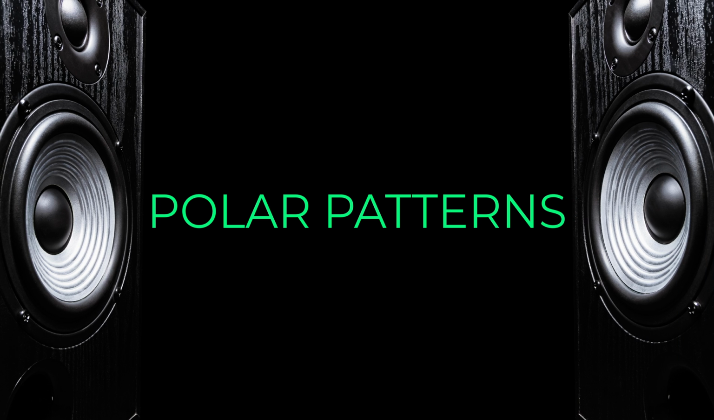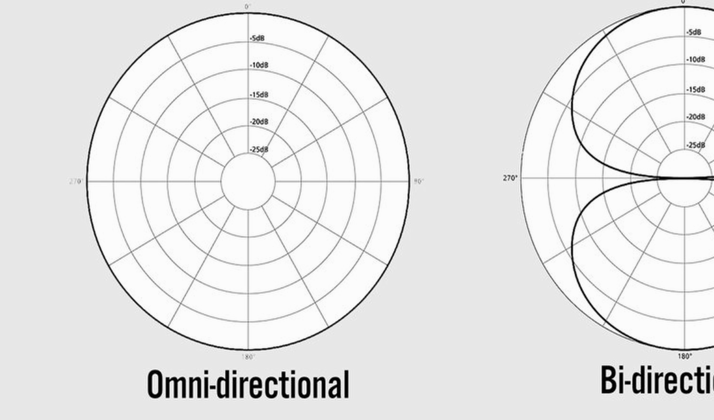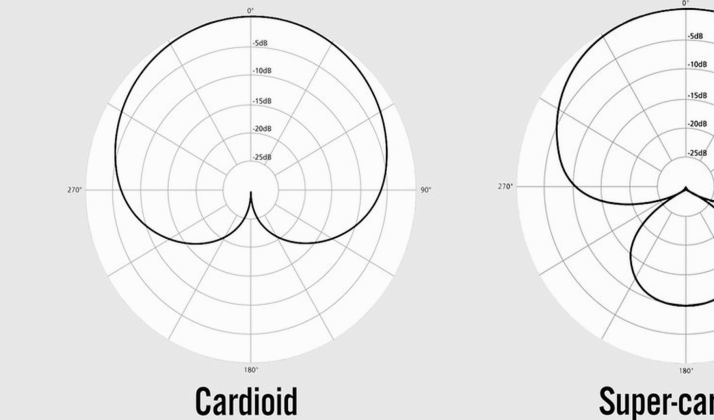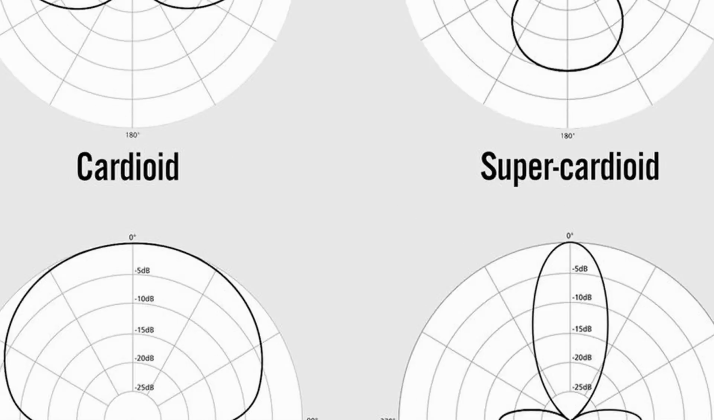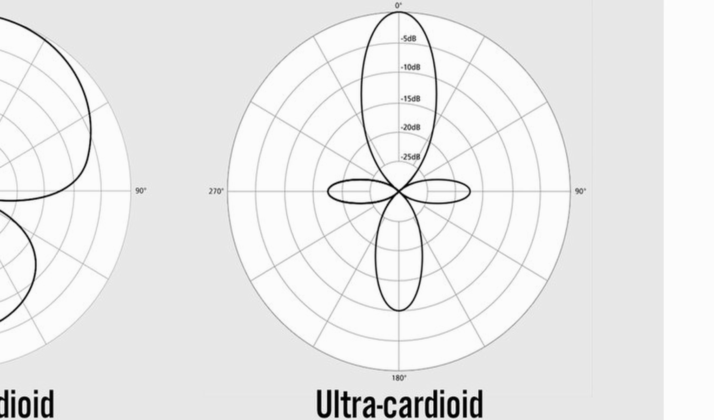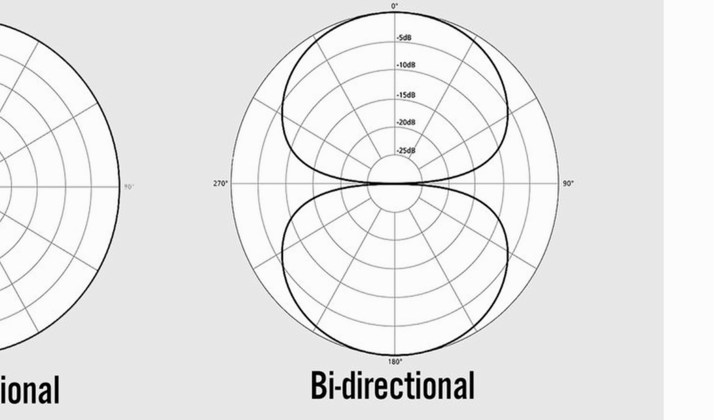Let's cover the different types of polar patterns and what they do so you can make an even more informed decision when buying the right microphone for you and your specific needs. The most common types of polar patterns you'll find are omnidirectional, cardioid, supercardioid, hypercardioid, lobar or shotgun, and figure 8.